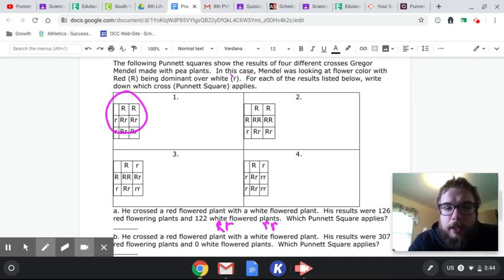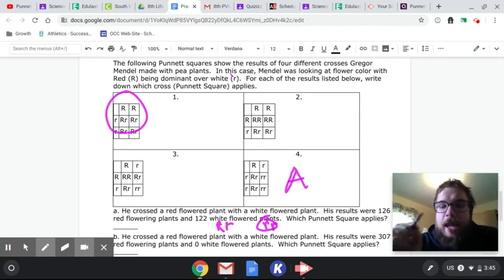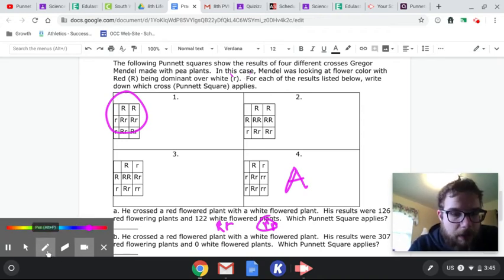And so you are going to get this one right here. So this would be A. Okay, we've got the white parent, small r. We've got the red parent, but also able to produce white offspring.